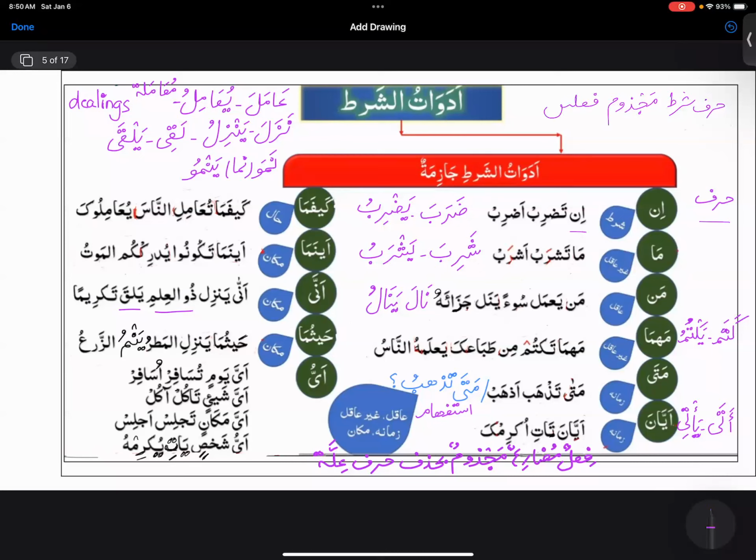Two afal. Or if you just want to call it harfu shart, tajzimu feilaini or majzum feilaini, or you can say just harfu shart jazima. Both ways are fine. So harfu shart jazima.